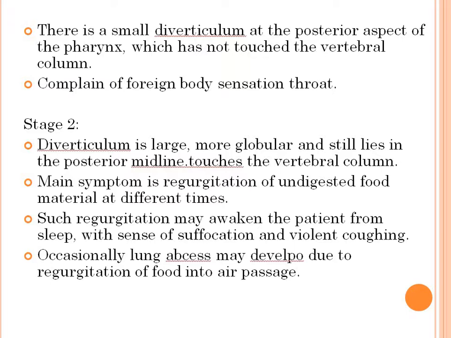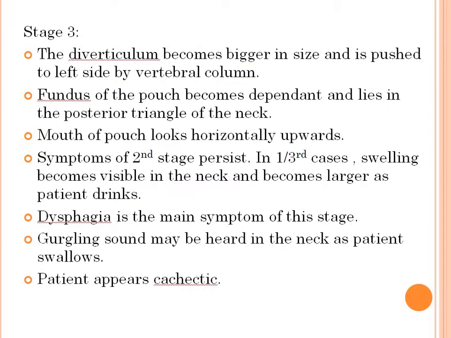Such regurgitation may awaken the patient from sleep with a sense of suffocation and violent coughing. Occasionally a lung abscess may develop due to regurgitation of food into the air passages. In stage 3, the diverticulum becomes bigger in size and pushes to the left side of the vertebral column. The fundus of the pouch becomes dependent and lies in the posterior triangle of the neck. The mouth of the pouch opens horizontally upwards.